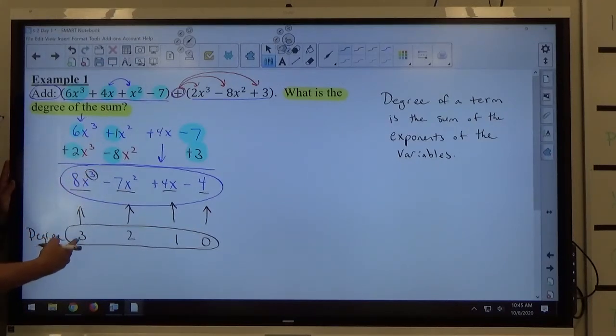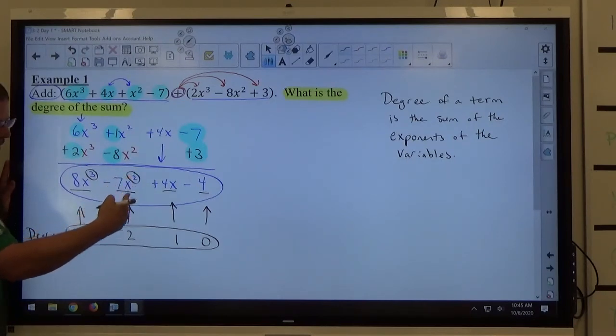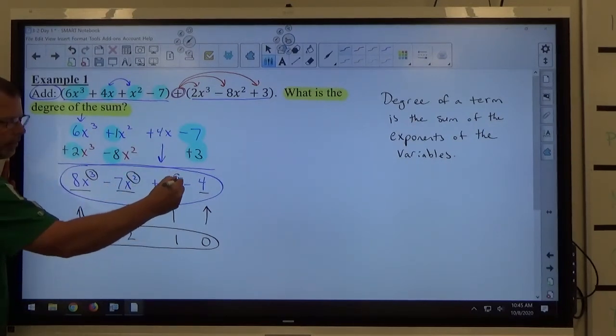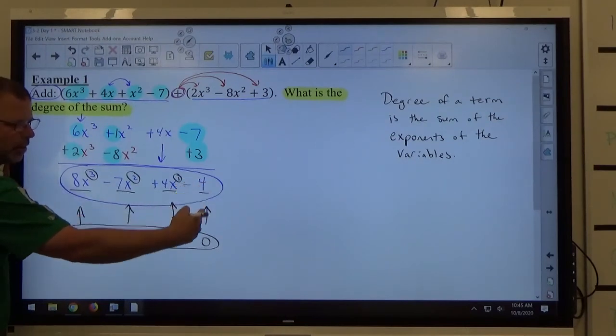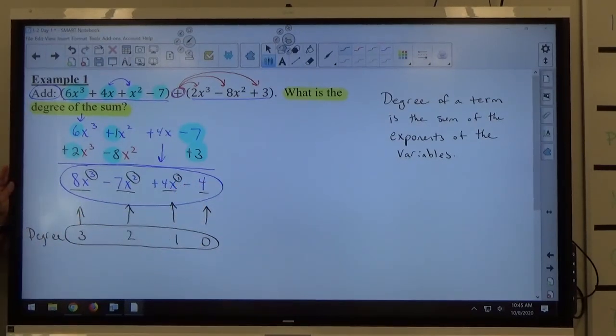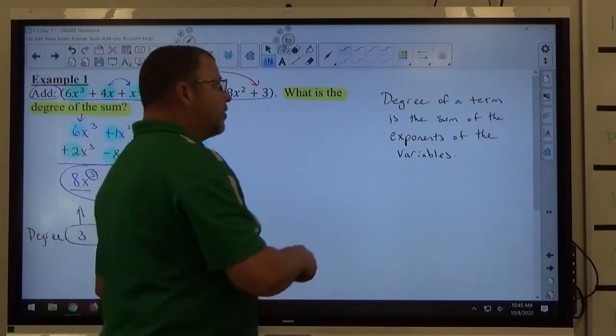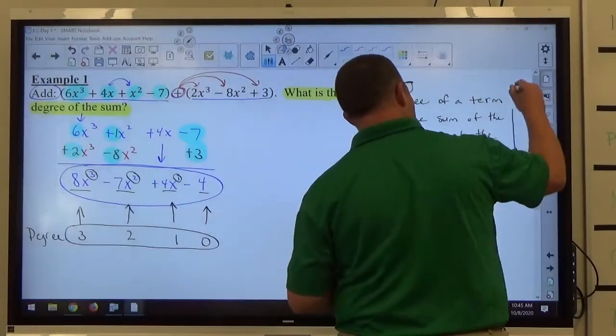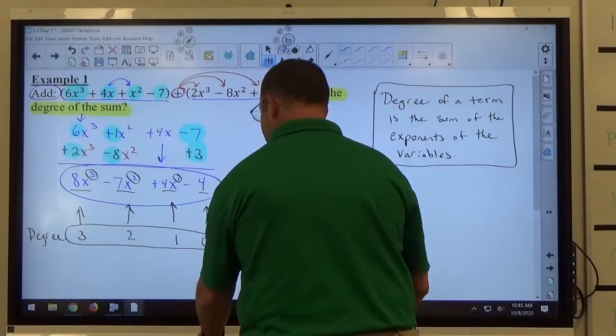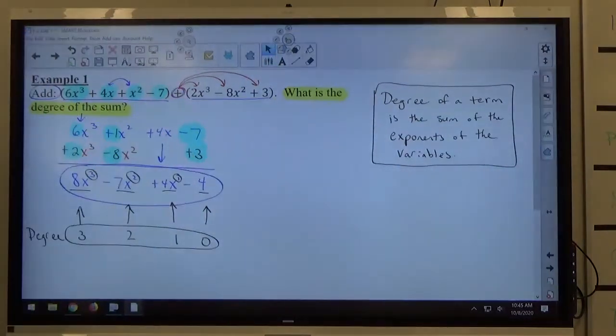So 8x cubed, the degree is 3. 7x squared, the power is 2, so it's 2. x to the first, the power is 1, so it's 1. This has no x, so its degree is 0. That's all degree is. You find all the variables, all the letters in the term, add up the powers, and that's its degree. So the degree of each individual term here is 3, 2, 1, and 0. That's the degree of a term. You need to know that to find the degree of the polynomial, because it says find the degree of the sum. This is not the degree of the sum. This is the degree of each individual term in the polynomial, the sum.